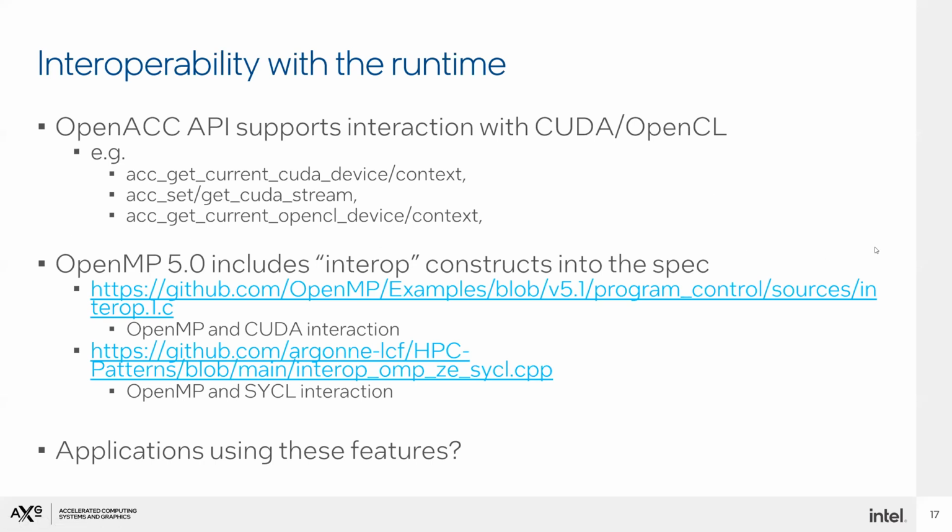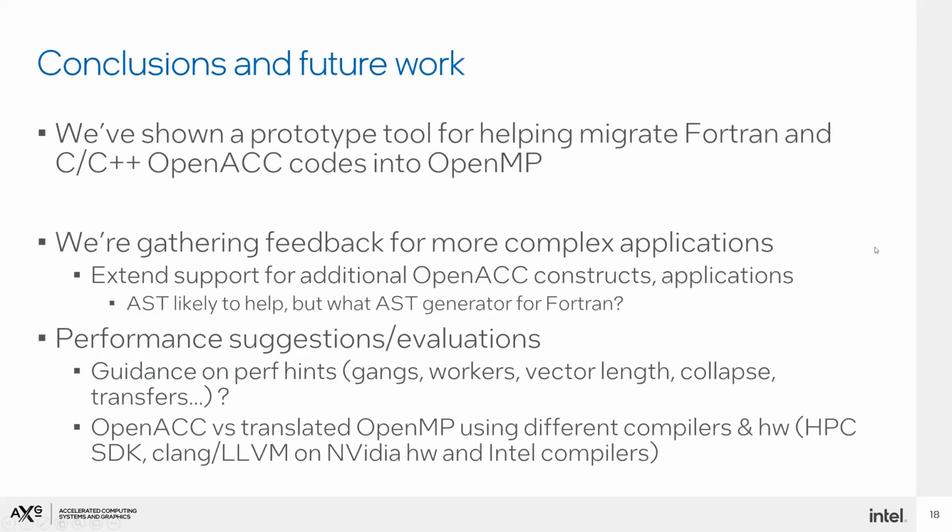Okay, if not, I will go to the conclusions and our future work, right? So basically, we've shown the prototype tool that we are working on, helping migrate Fortran, C and C++ OpenACC codes into OpenMP. We know that this is a prototype and we need to invest more time into that. We have the perception that we are on the good track, even though the way of working, not using AST parsers, for instance, is kind of limiting the kind of applications that we can support.